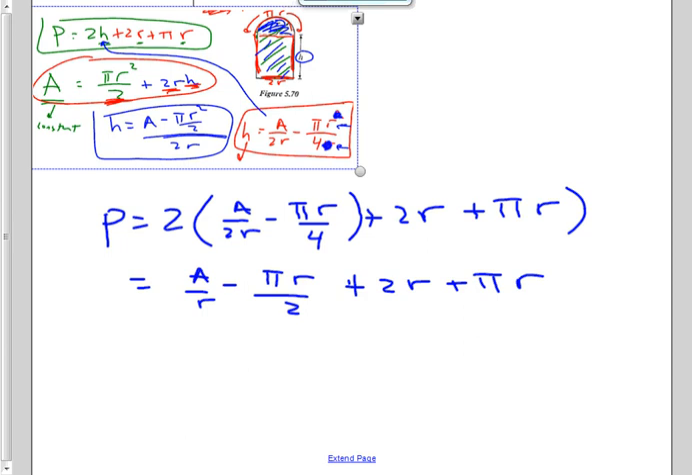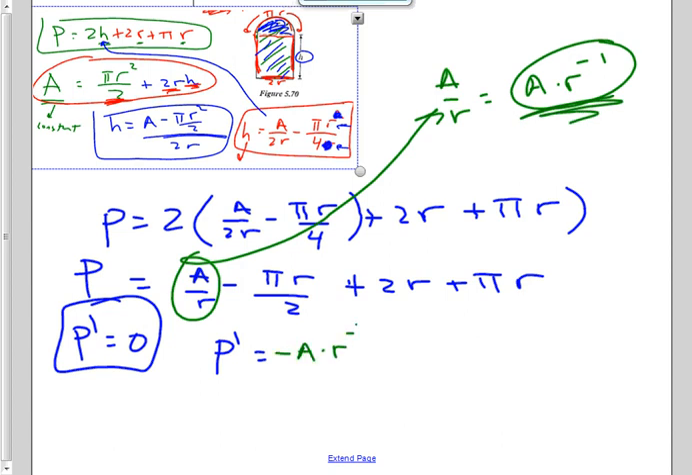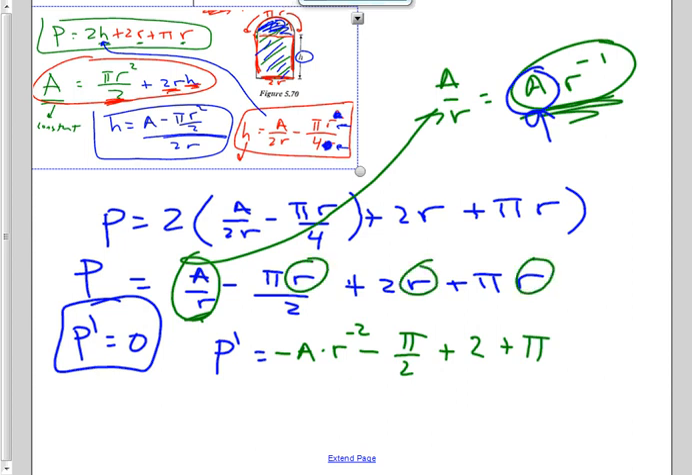And this is my perimeter, we want this to be a minimum. So this is going to be a minimum when my derivative equals 0. So we find P prime. So P prime, we're taking the derivative with respect to r. Just as a reminder, A over r we could write as A times r to the negative 1. So the derivative of this becomes negative A times r to the negative 2. Keeping in mind that A is just a constant, so we just keep it in front. It's not affecting my derivative. So we have, that's the derivative of that, minus pi over 2 plus 2 plus pi. This is just r, r, r. So those are linear functions, so the derivative becomes just a constant.